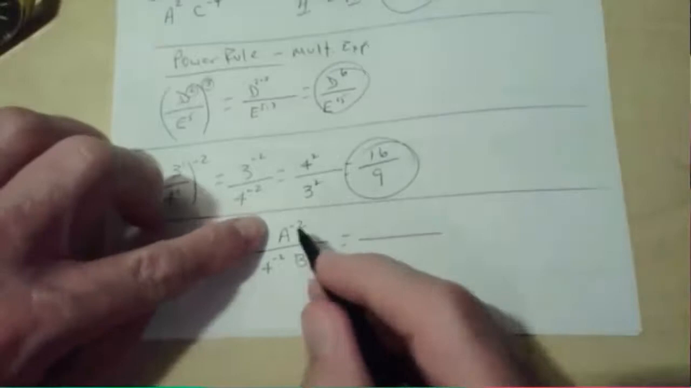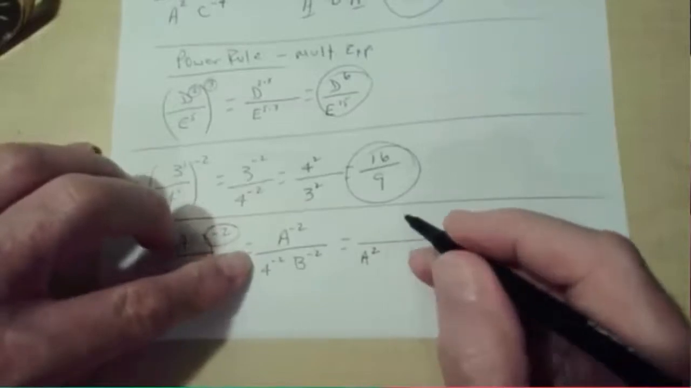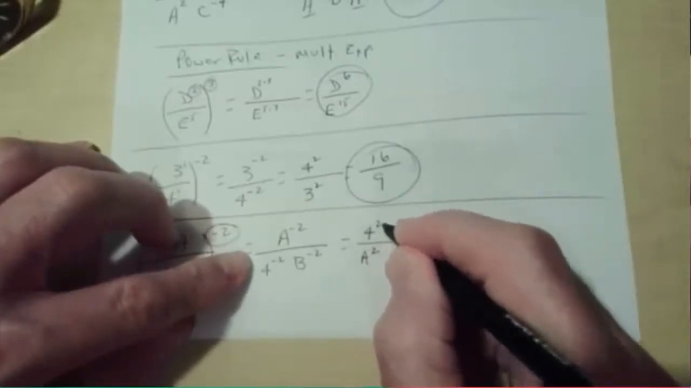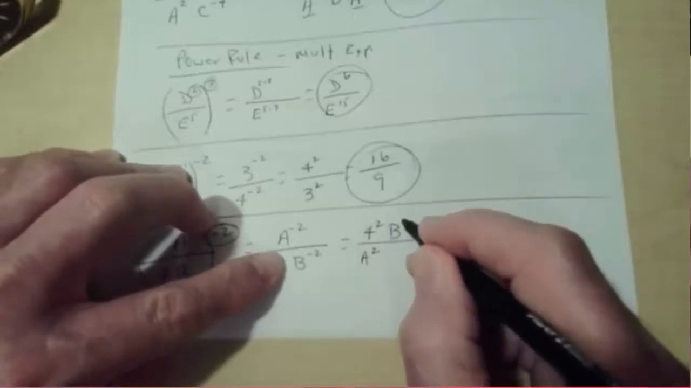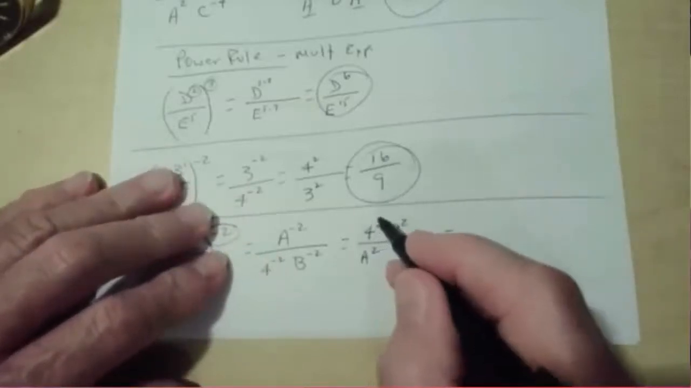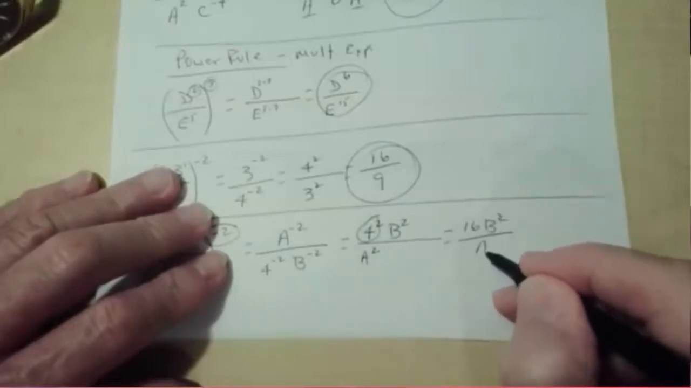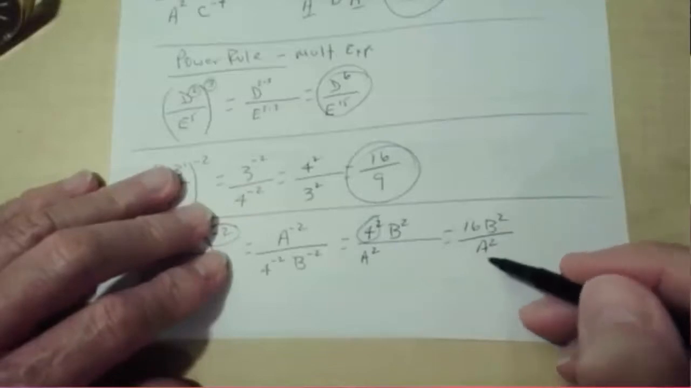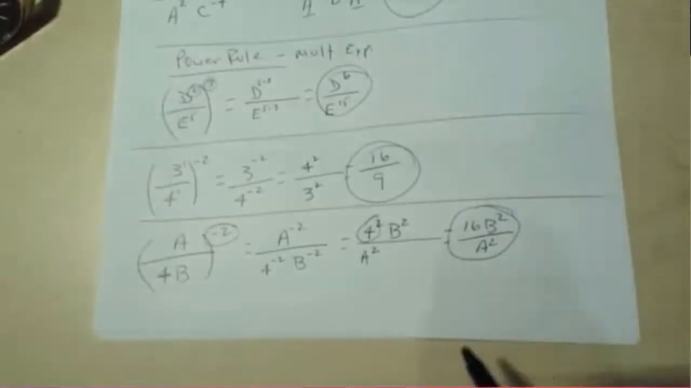Okay, a to the minus 2 goes to the bottom, a squared. 4 to the minus 2 goes to the top and becomes positive, and b to the negative 2 goes to the top and becomes positive. Now the only thing we can do here is evaluate this. 4 squared is 16, b squared over a squared. There's nothing we can do with the a and the b because the base numbers are not the same. Okay?